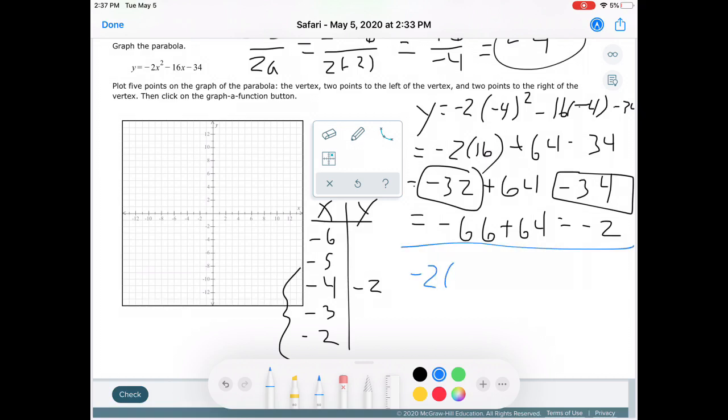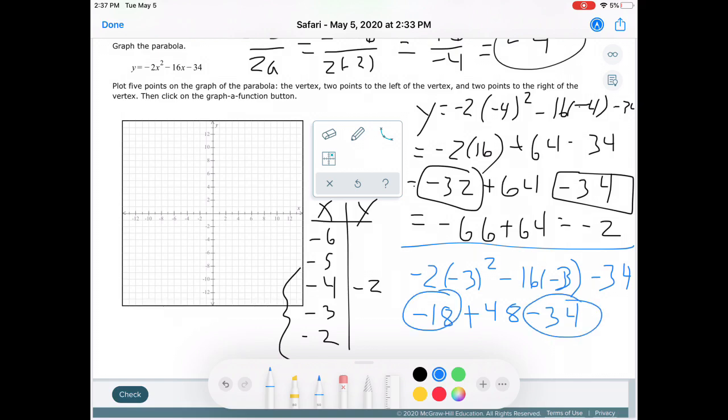So negative 2 times negative 3 squared minus 16 times negative 3. Making sure I have the negative this time that I can see. So we've got 9, and negative 2 times 9 is negative 18. Plus, this time, because a negative times a negative gives us that positive, so plus 48 minus 34. We're going to go ahead and add these two together. So that gives us negative 52 plus 48. That gives us negative 4.